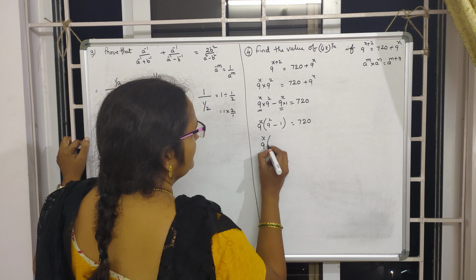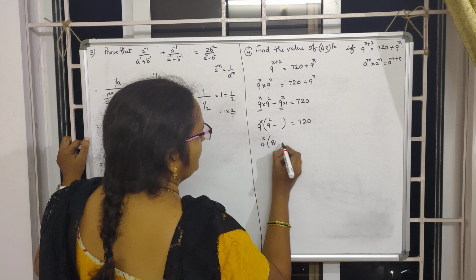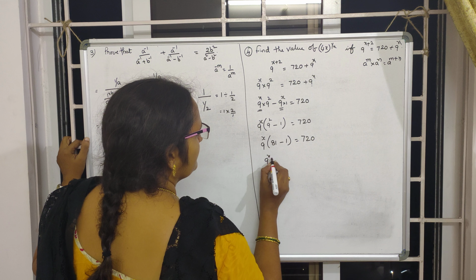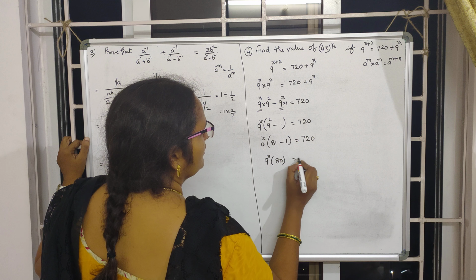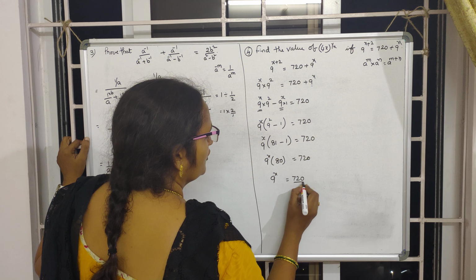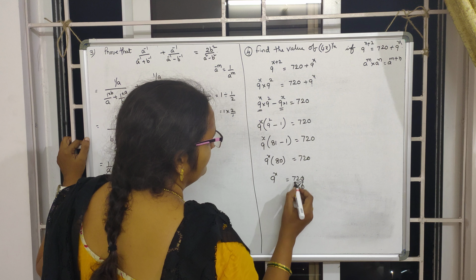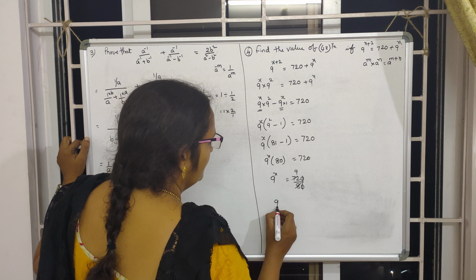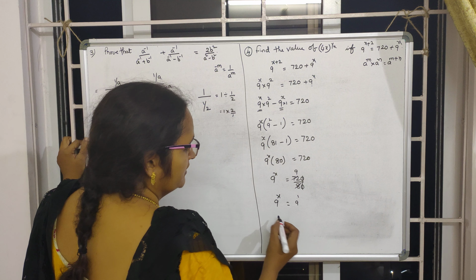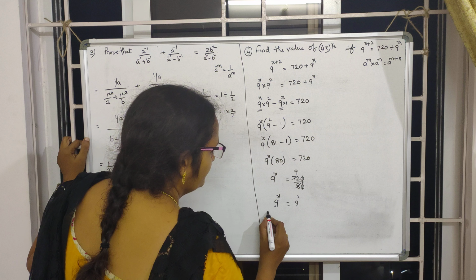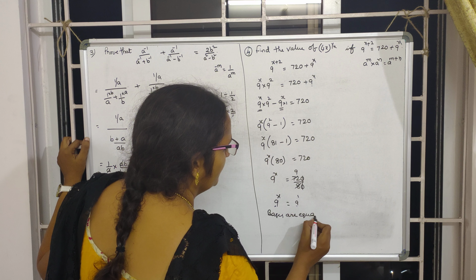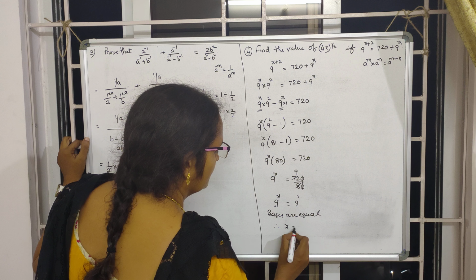9 to the power x into 9 square is nothing but 81, minus 1, equal to 720. 9 to the power x into 80 equal to 720. 9 to the power x equal to 720 upon 80. 0 gets cancelled. 8 9s are 72. 9 to the power x is equal to 9. Nothing is there means I am writing 1. So here bases are equal, so powers must be equated. Therefore x is equal to 1.